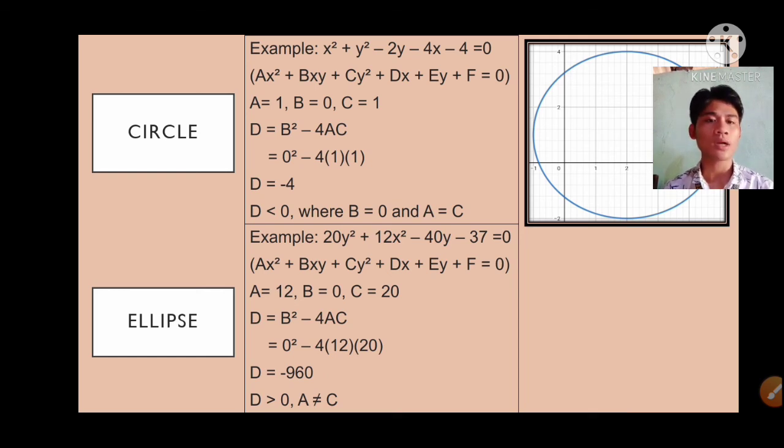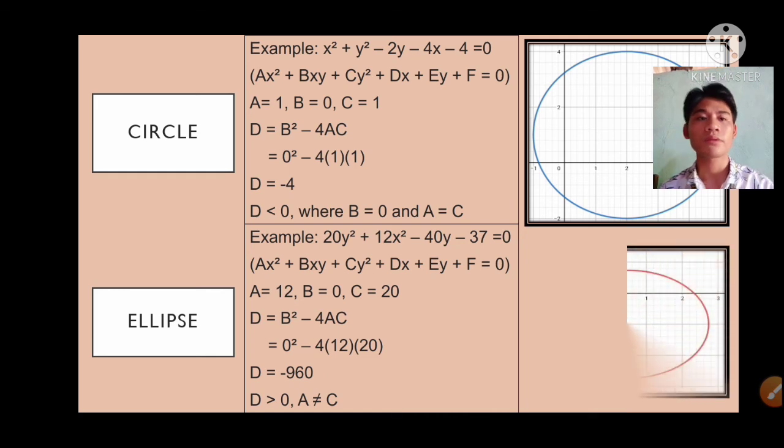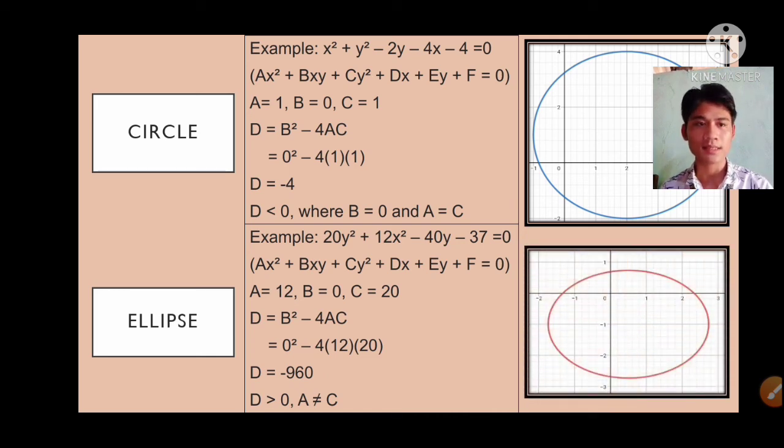Since it is the 20y squared. So again, just substitute into the given formula of our discriminant to come up with 0 squared minus 4 multiplied by 12 multiplied by 20. So we came up with a discriminant equal to negative 960, which is less than 0, where the value of our a is not equal to the value of our c. So it is understood that the given equation here is an ellipse. If we were going to graph it, it would look like this. The same app I've used, credits to Geogebra.